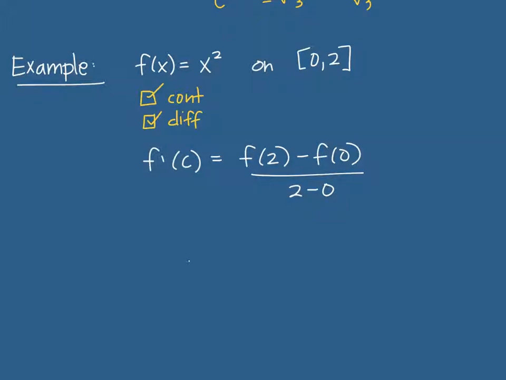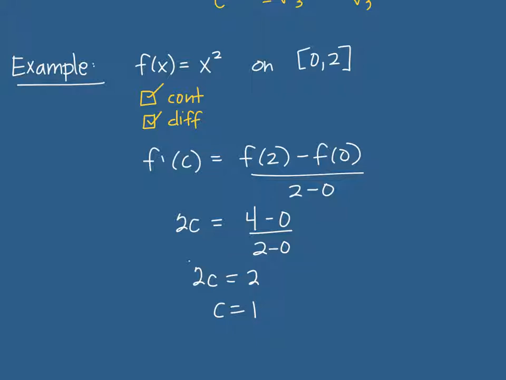F prime at c, well, the derivative is 2x, so at c it would be 2c. The endpoint f of 2 is 4 minus 0 over 2 minus 0. So 2c is 2, so c is 1. So I only have one place where this happens.